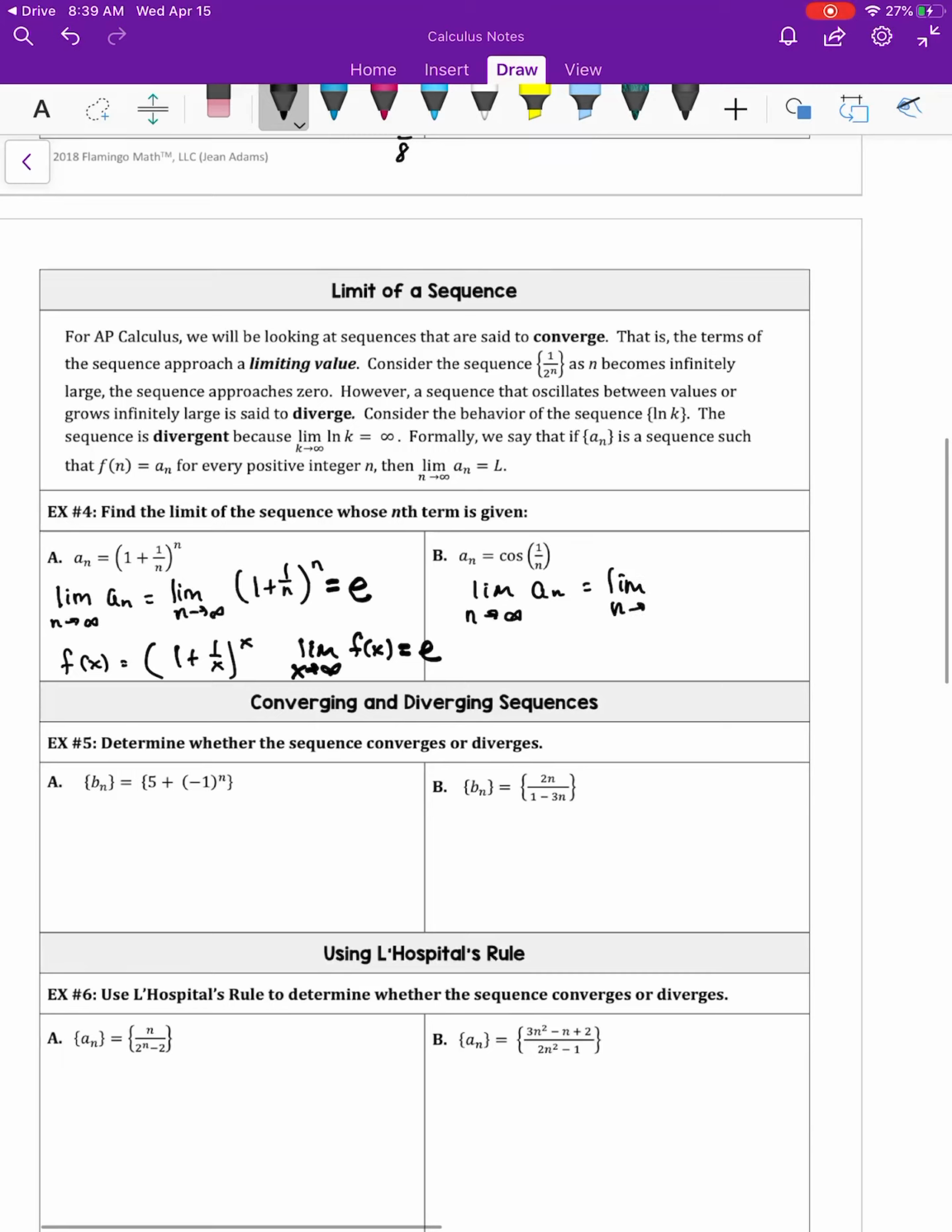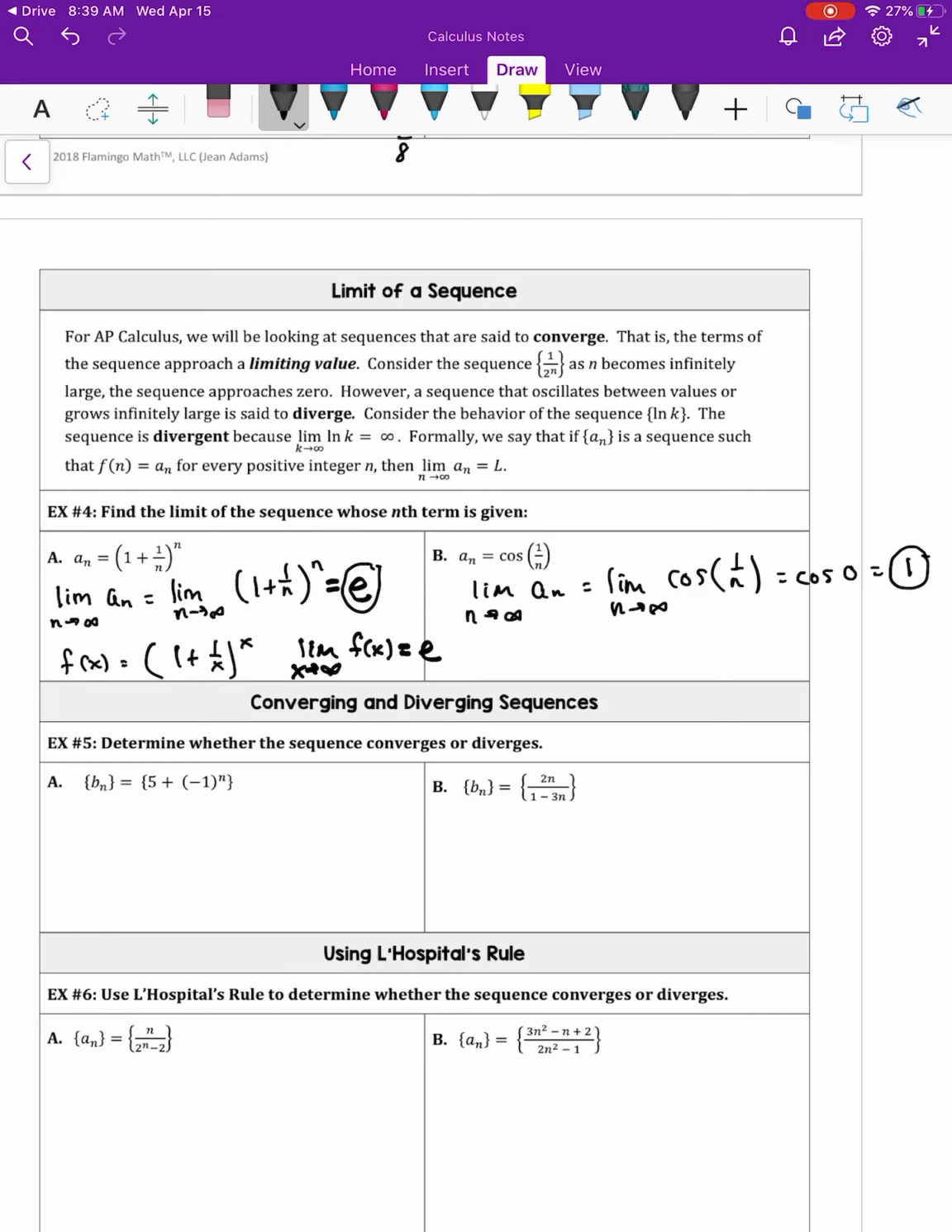Part B, a sub n is the cosine of 1 over n. So we've got the limit as n goes to infinity of a sub n is equal to the limit as n goes to infinity of cosine 1 over n. And when I put infinity in here, this is approaching cosine 0. And cosine 0 is 1. So my answer to my limit is 1.